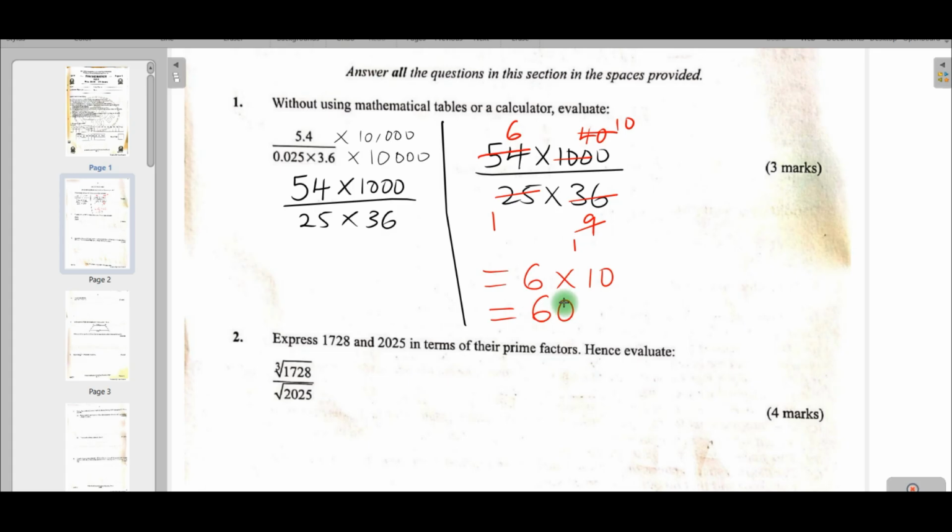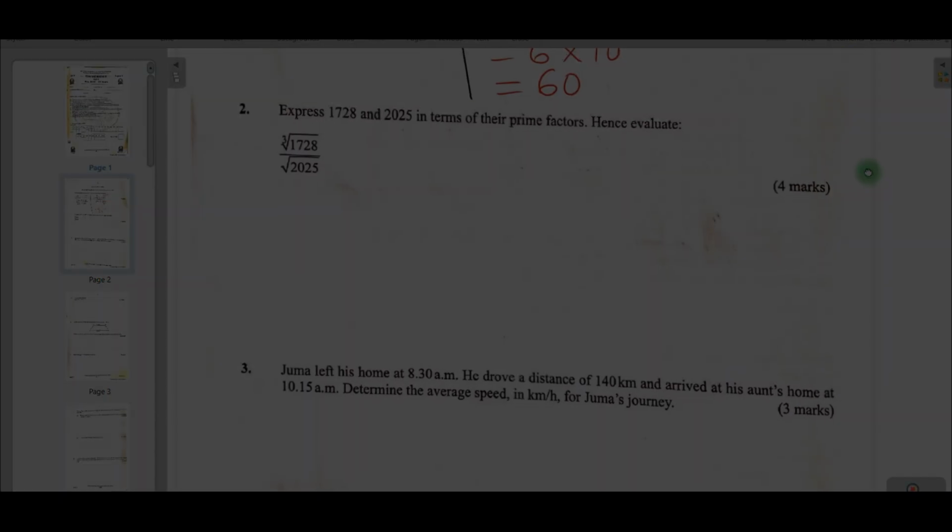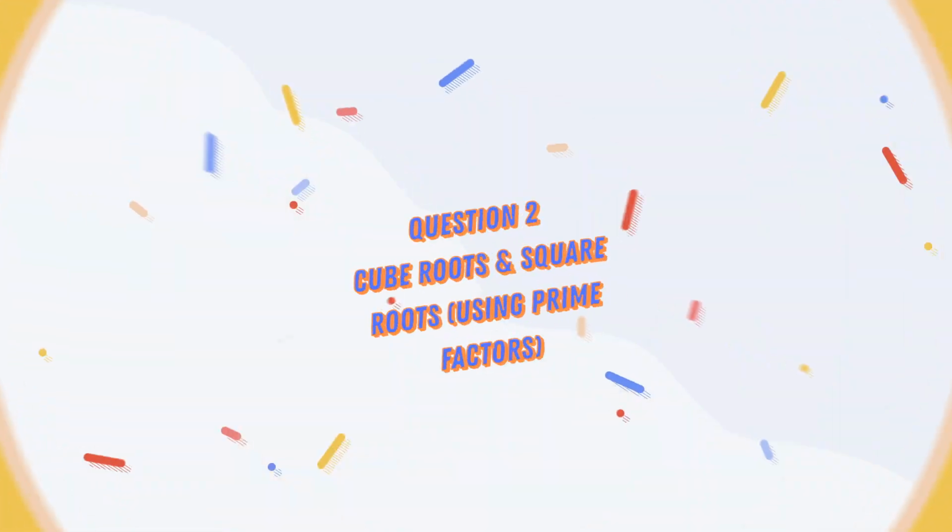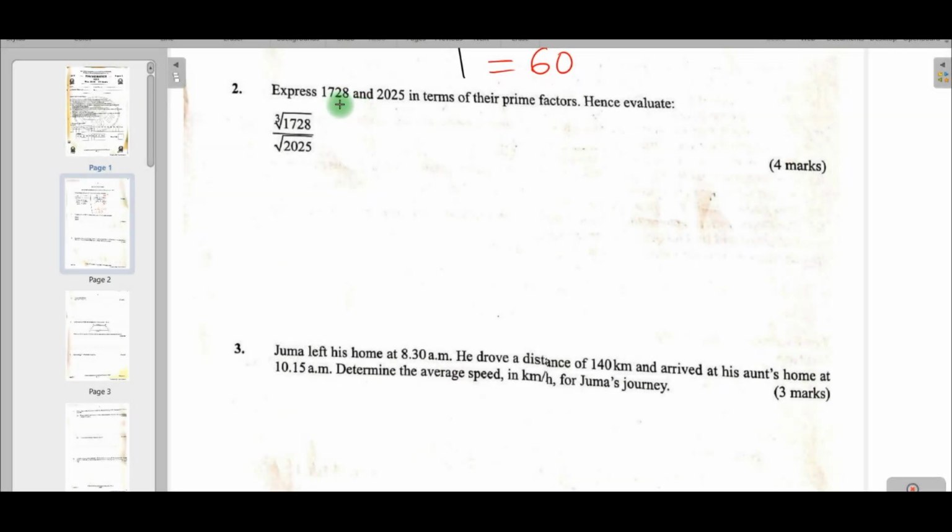Then we move on to question 2. So we need to express 1728 and 2025 in terms of their prime factors. Hence we evaluate the cube root of 1728 all over the square root of 2025.